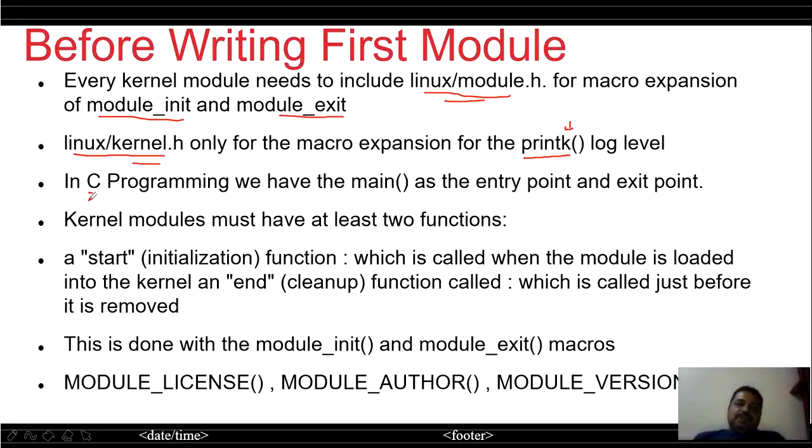In a C program we have an entry point and an exit point. Like a normal C program, we have main as the entry and we have an exit point. But in Linux the main is already running, because our Linux is already a running system. And in the running system we need to insert our piece of code.